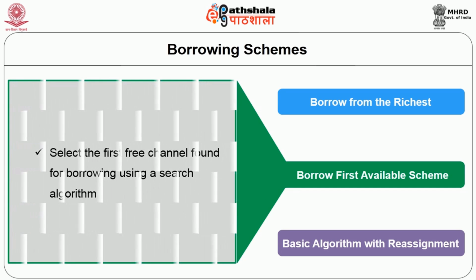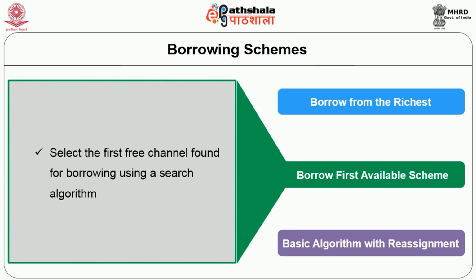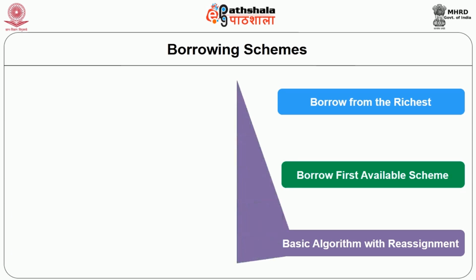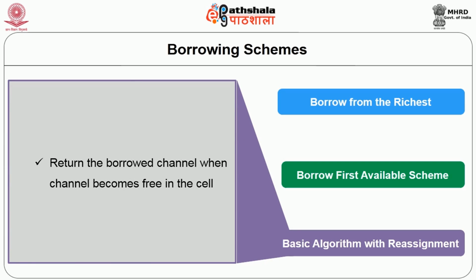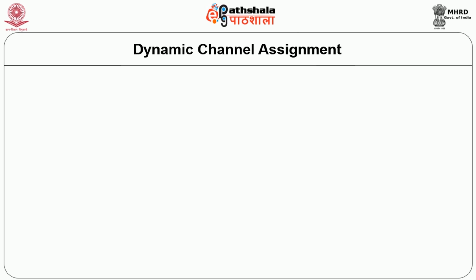The second is a greedy one, in which you don't make the effort to search a particular cell for channels. Whichever comes first, you borrow from it. That is, select the first free channel found for borrowing using a search algorithm. And thirdly, which is known as the basic algorithm with reassignment, in which after borrowing, when the channel becomes free, it is returned to the donor cell. Only the thing is that to be available for borrowing, the channel must not interfere with the existing calls.